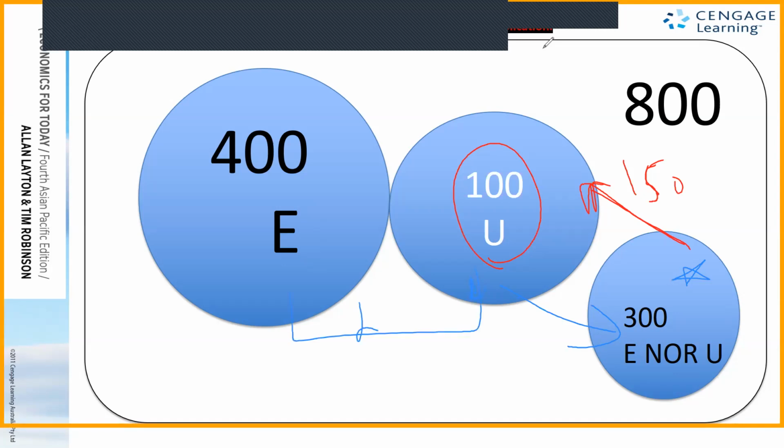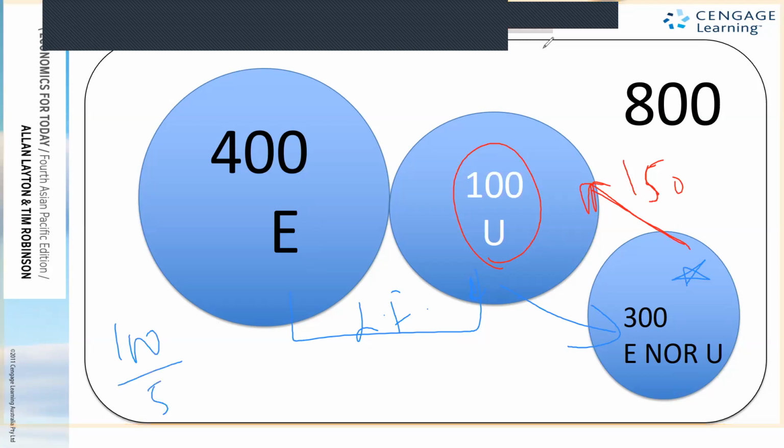And if you want to find out the unemployment rate, it is the number of people who are unemployed, that's 100 here, divided by the labor force. So the labor force is 500, times 100. This becomes your unemployment rate.